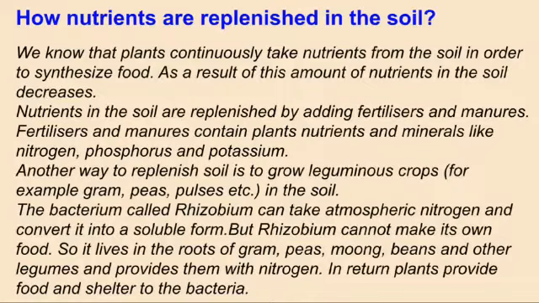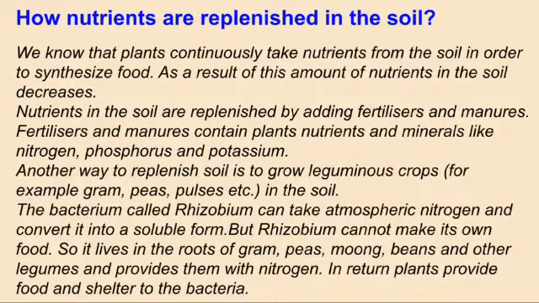So we can balance the nutrients in the soil by adding manure and fertilizer, because they provide the nutrients and minerals to the soil. Another way to replenish soil is to grow leguminous crops, for example gram, peas and pulses. The bacterium called rhizobium can take atmospheric nitrogen and convert it into a soluble form.